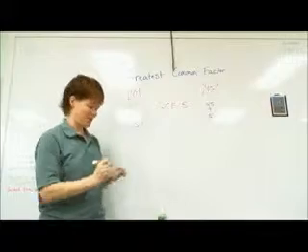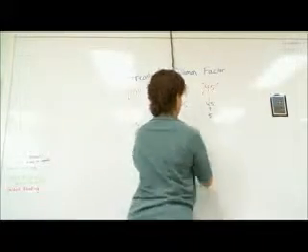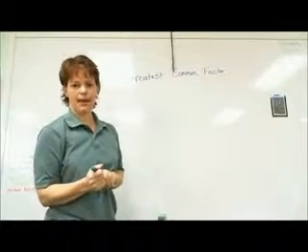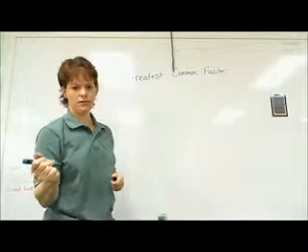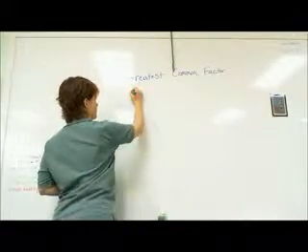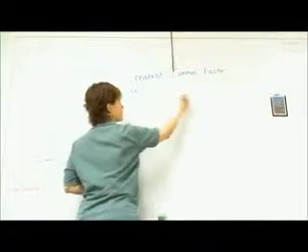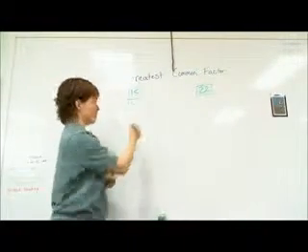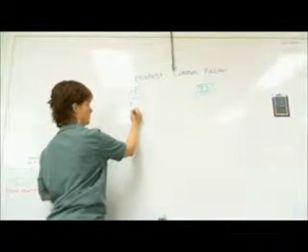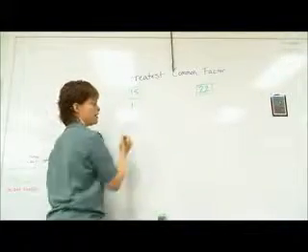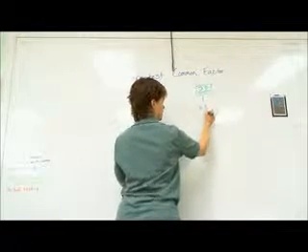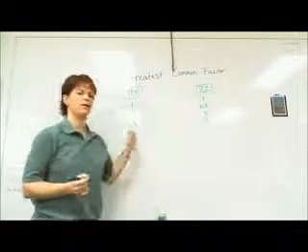I'm going to do one more. Okay. Let's see. What about 15 and 22? What are the factors of 15? 1, 15, 5, and 3. Okay, what about for 22? 1, 22, 2, and 11.